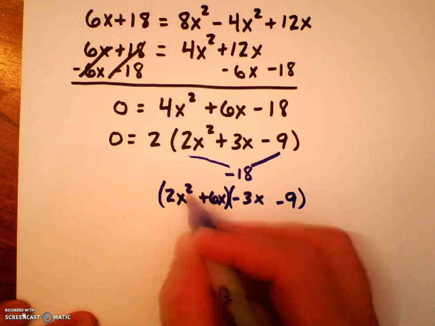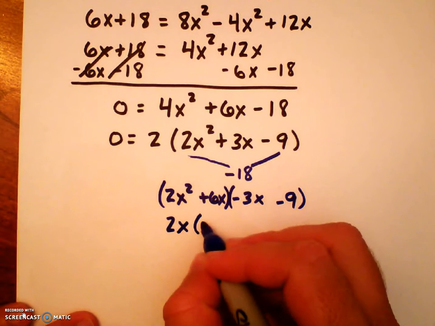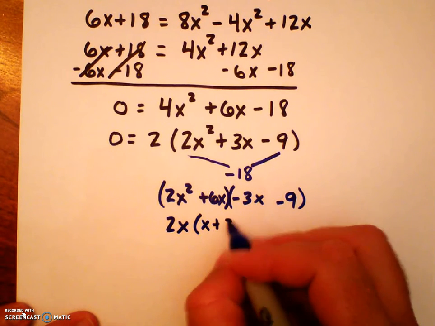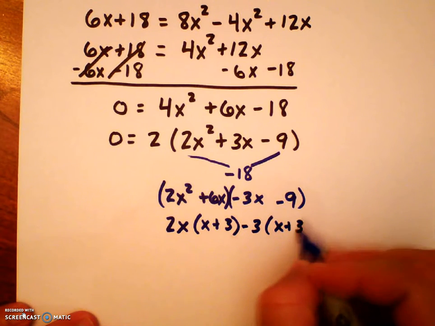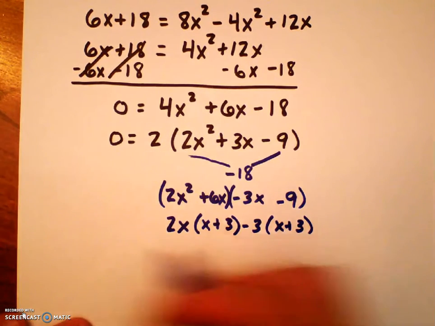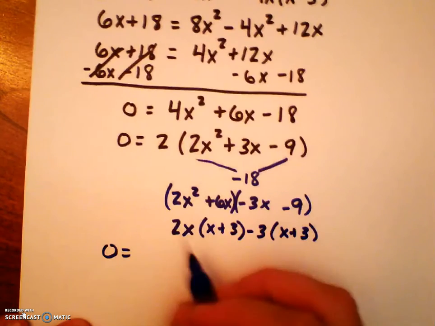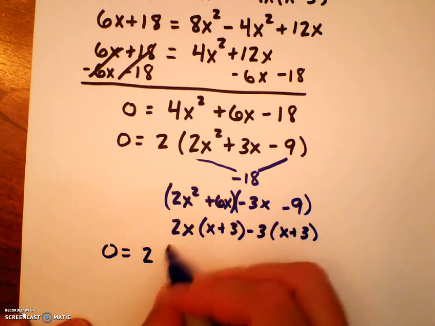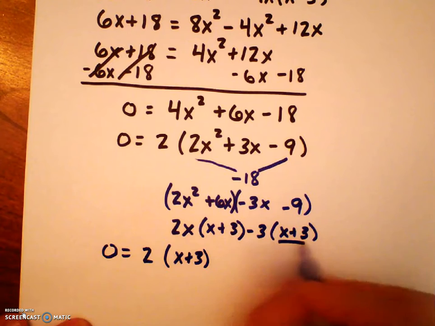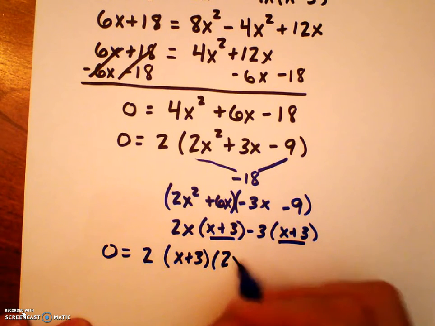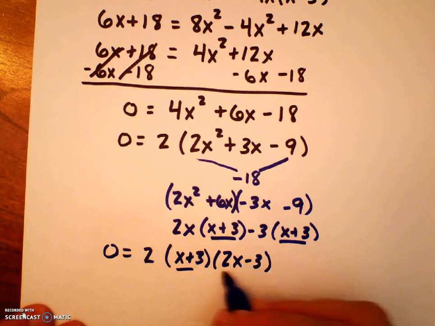Between 2x squared and 6x, we can take out a 2x. We can also take out from the other one a negative 3. And we're left with x plus 3 on both of them. This is all stuff that you should know how to do. So for my final factor, the 2 drops. x plus 3 is what's here, and then my leftovers is 2x minus 3. So from now, we're going to set each term equal to 0.